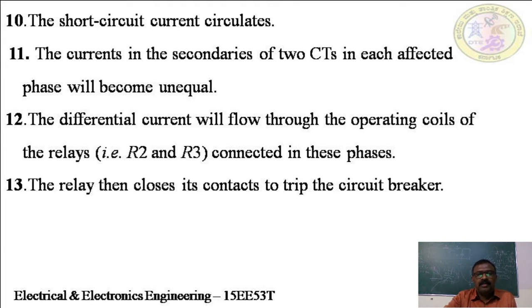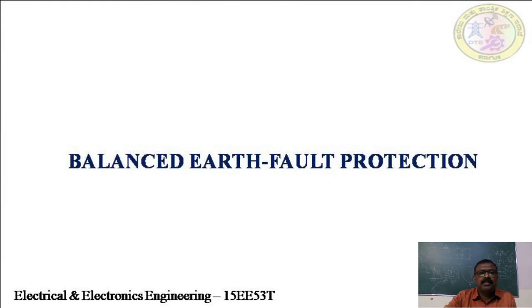So when you get an earth fault particularly on the R phase, the relay operating coil corresponding to the R phase, R1, will get energized. Whereas when the short circuit occurs between the two phases Y and B, the relay operating coils R2 and R3 will be energized. The relay then closes its contacts to trip the circuit breaker.